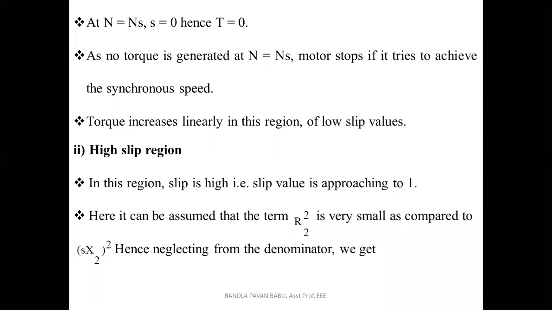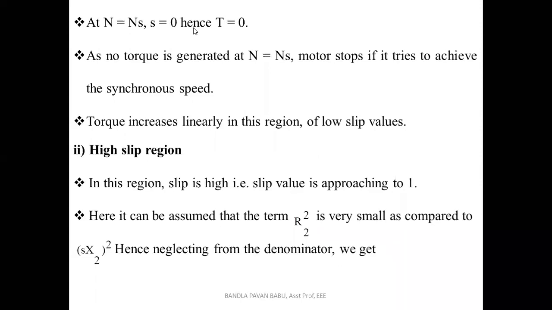Under this condition, s equal to 0, and what happens to the torque? It is equal to 0, because T is proportional to s. As no torque is generated at n equal to ns, the motor stops if it tries to achieve the synchronous speed. Earlier we have seen that theoretically we can go for s equal to 0, but practically the motor never rotates in the slip equal to 0 condition, because there is no torque developed at n equal to ns. If slip equals 0, obviously the torque developed in the motor is also 0.